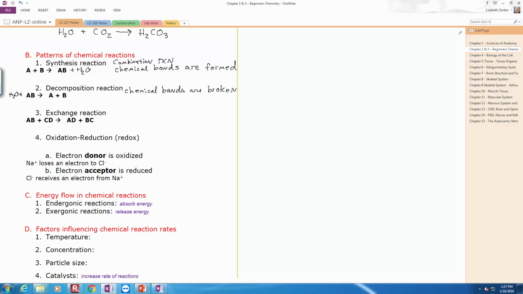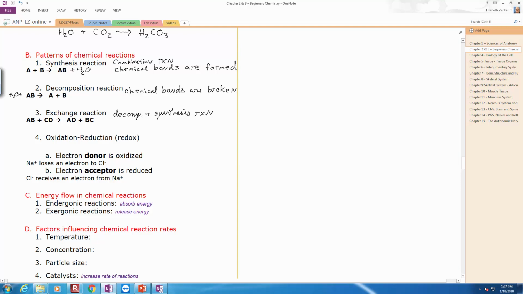Okay. So let's see, an exchange reaction. This actually includes both decomposition and synthesis, and it's in that order. Okay, so it's a decomposition reaction and then a synthesis reaction.